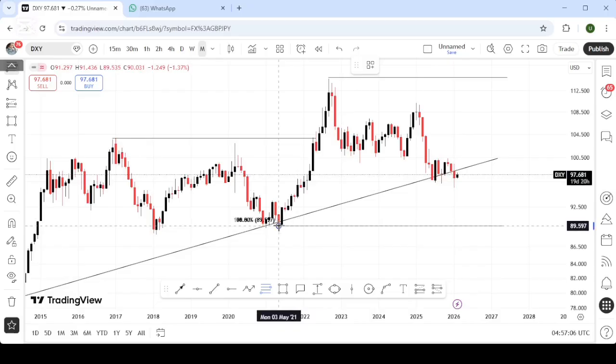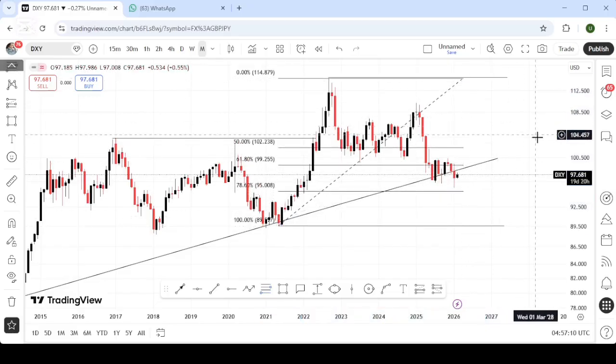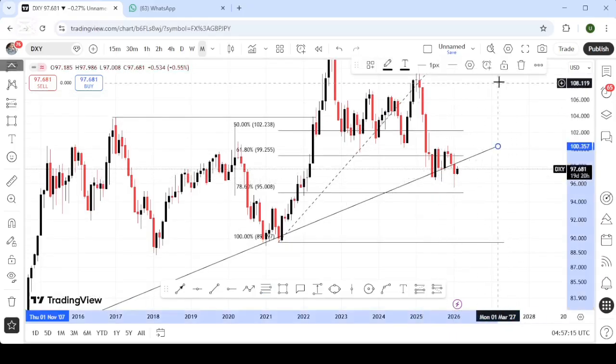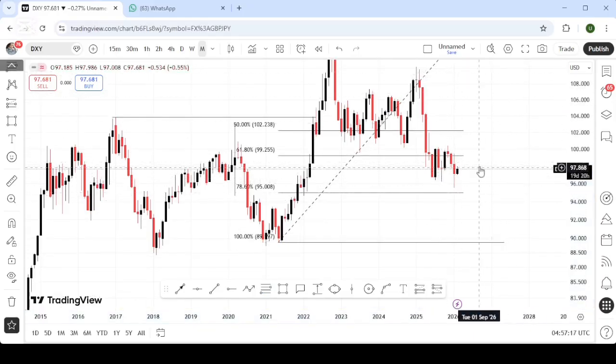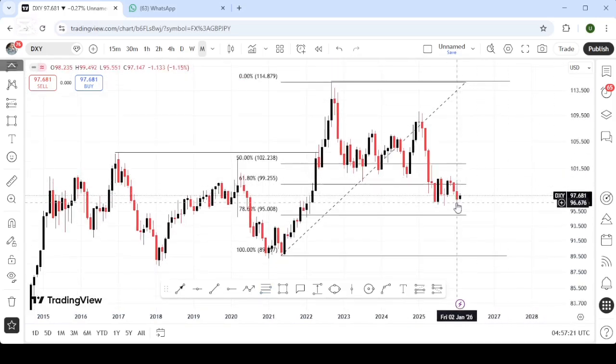Now, if I plot my fib from this lowest point and drag it up to this highest point, we can now see that price is currently at a discount level. Let me remove this trend line, because I'm not even a trend line trader. So as you can see, price is currently at a discount level. And what is this discount level? Price is at the 61% Fibonacci retracement level.